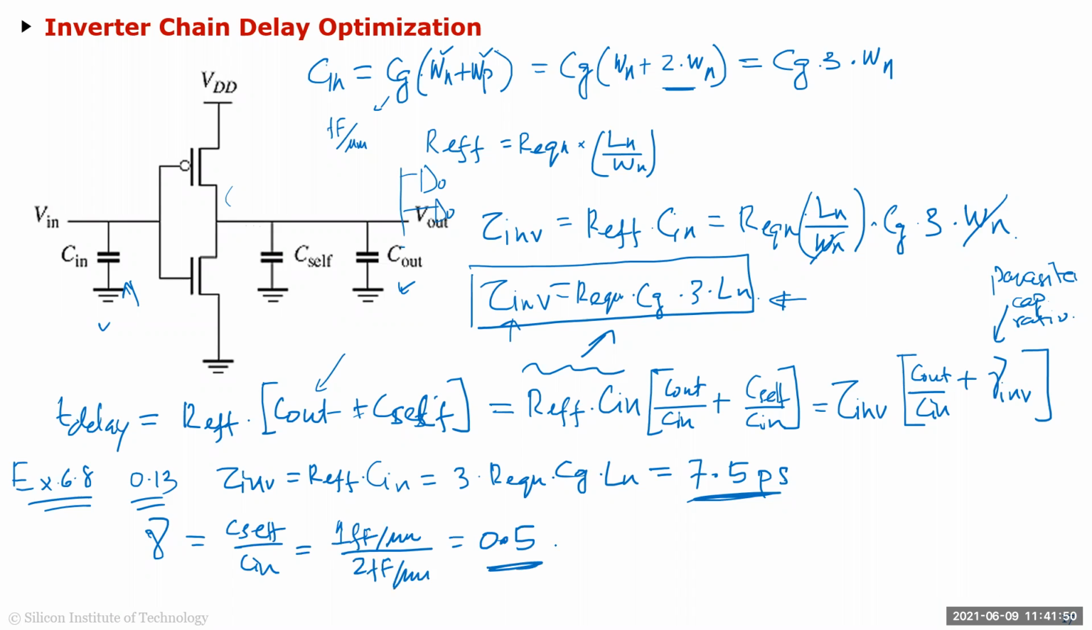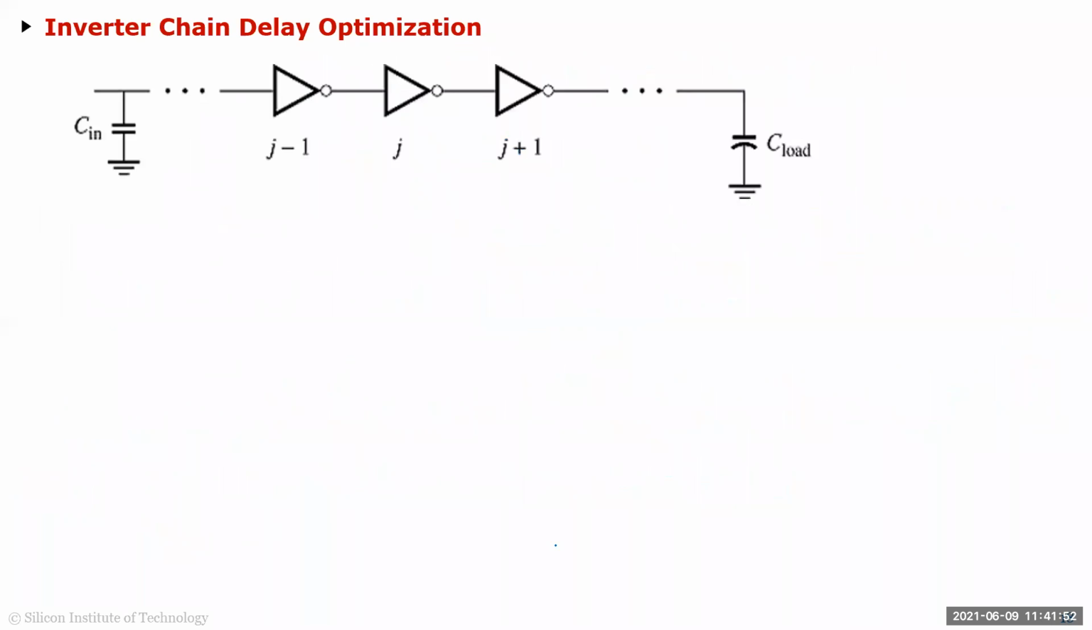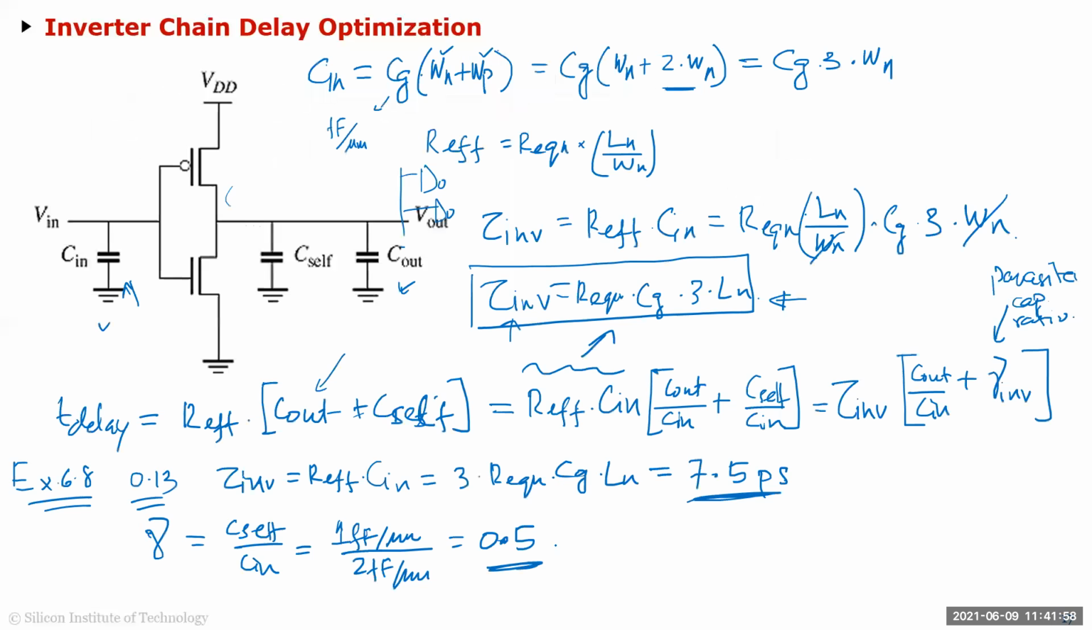All right, so now just remember specifically this equation here, which says the delay of an inverter driving your load is the self delay tau inverter times the ratio of the output cap versus the input cap, which you're going to call the fan out, plus the parasitic cap ratio.